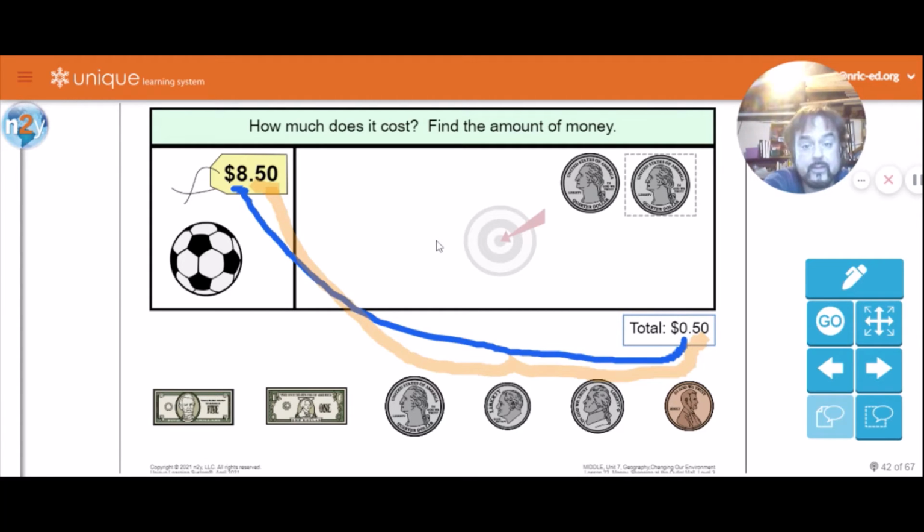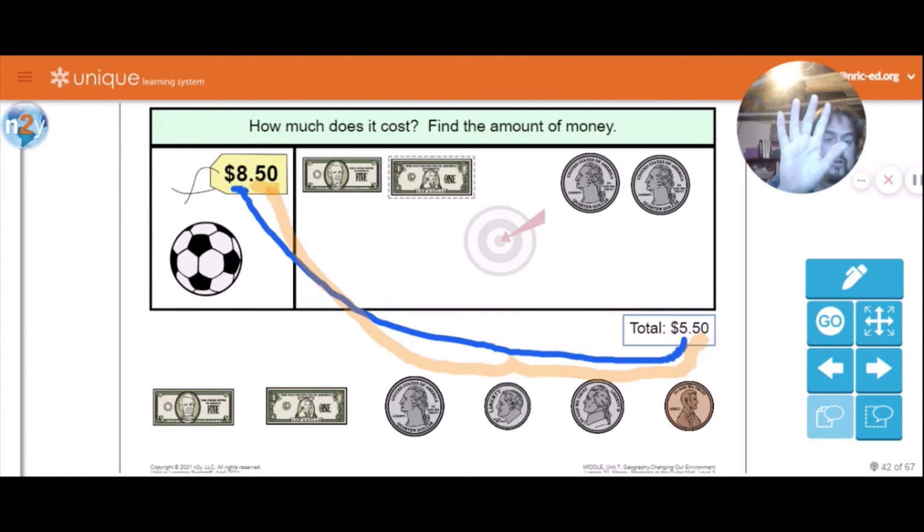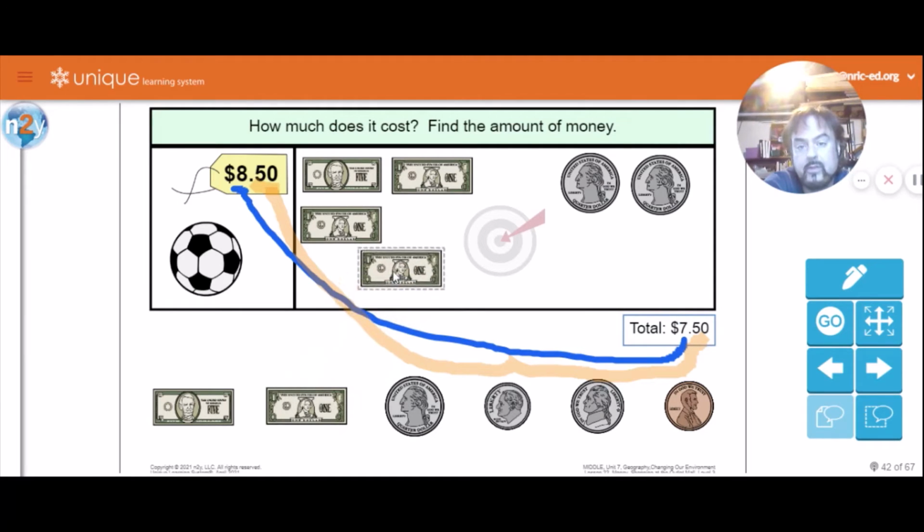Now we need to add our $8. So we're going to take a $5 bill, put it right up there, that's worth 5 $1 bills. Now we're going to take a $1 bill, add it to the $5 bill, that's 1, 2, 3, 4, 5. And then we add a $1 bill and that's 6. Now I need another $1 bill and that's 7. And then one more dollar bill will make 8. $8.50. There we go. So the soccer ball costs $8.50.